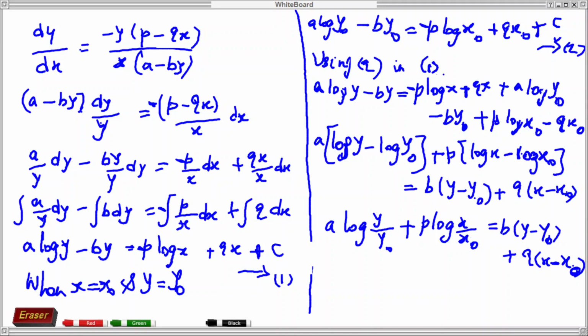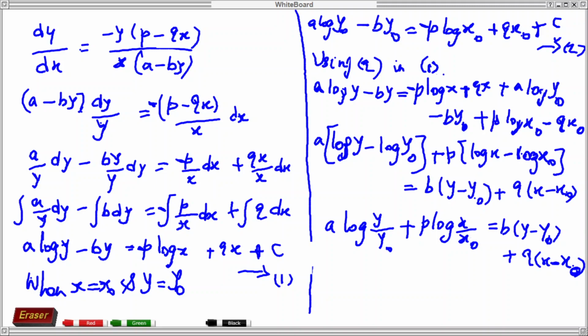Let us apply the value of c obtained in the second equation in the first equation, equation number 1, so that we can eliminate the arbitrary constant c from the first equation. So finally we get a log y minus b y equal to minus p log x plus q x. There we can substitute the value of c as we got from the second equation, that is a log y naught minus b y naught. The other two expressions, minus p log x naught and plus q x naught, are to be taken to the left hand side on substituting the value of c. That's why here we get plus p log x naught minus q x naught.